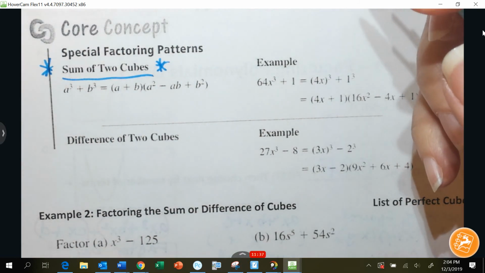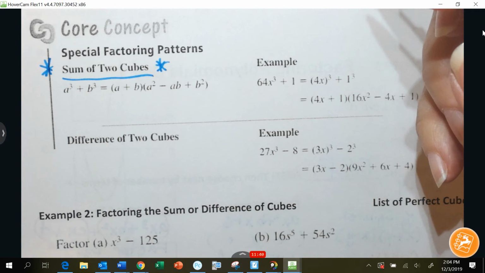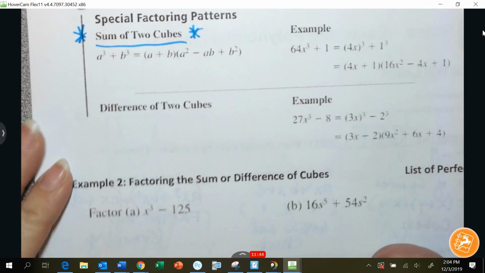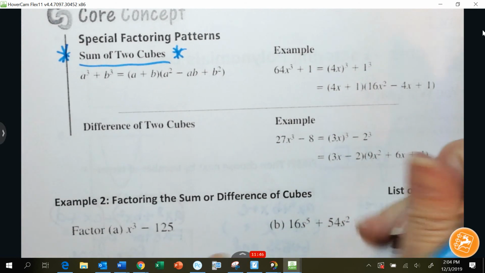On testing quizzes and stuff, you will have to memorize that formula. Will this be on the test? Everything is on the test.